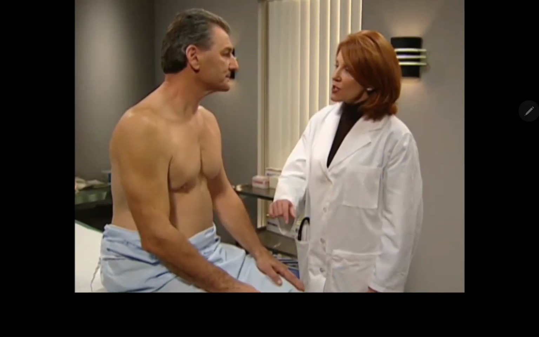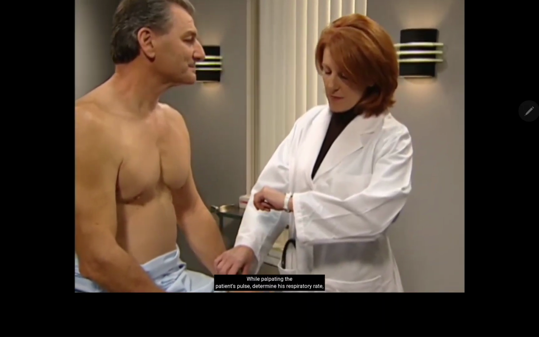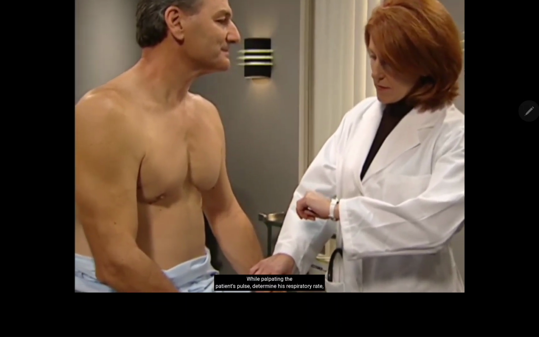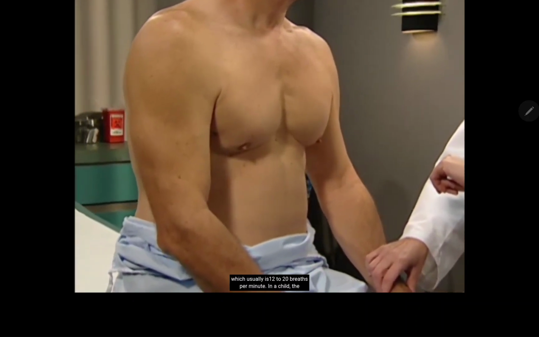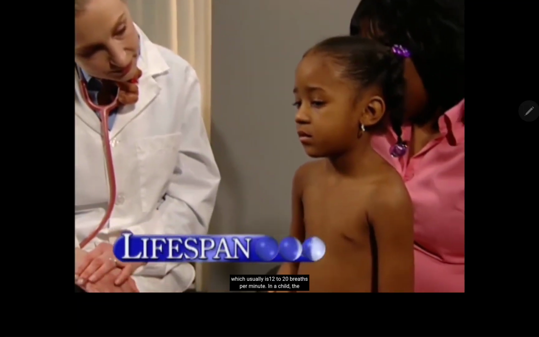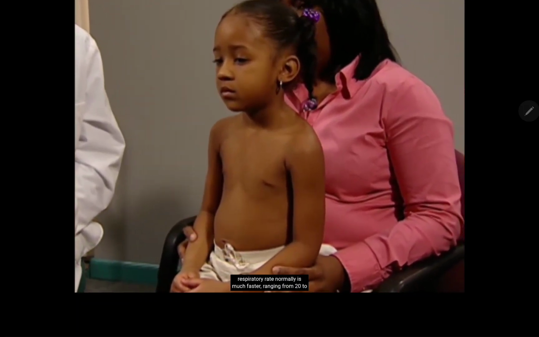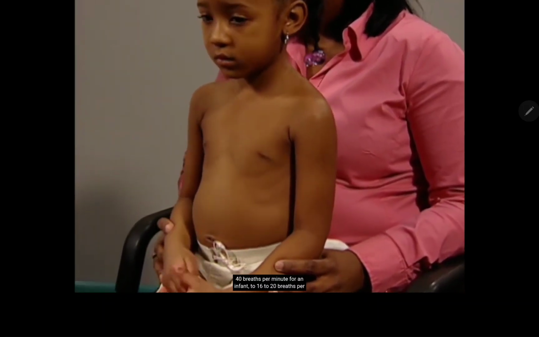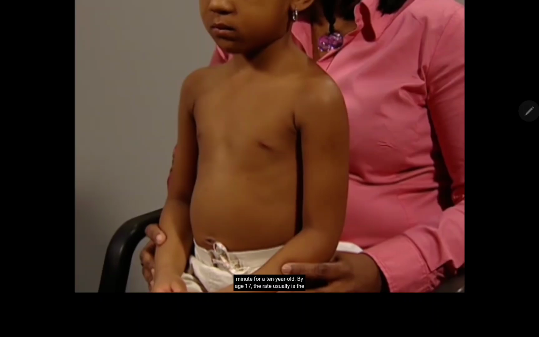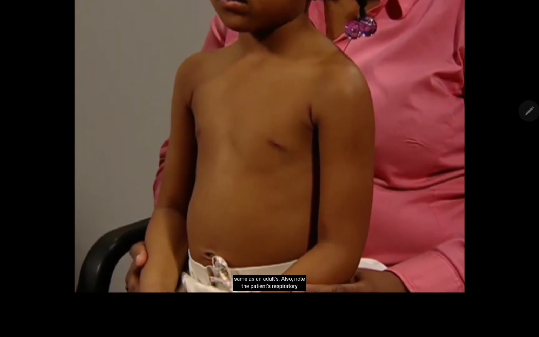I'm going to take your pulse now. You can just relax and breathe normally. While palpating the patient's pulse, determine his respiratory rate, which usually is 12 to 20 breaths per minute. In a child, the respiratory rate normally is much faster, ranging from 20 to 40 breaths per minute for an infant to 16 to 20 breaths per minute for a 10-year-old. By age 17, the rate usually is the same as in adults.